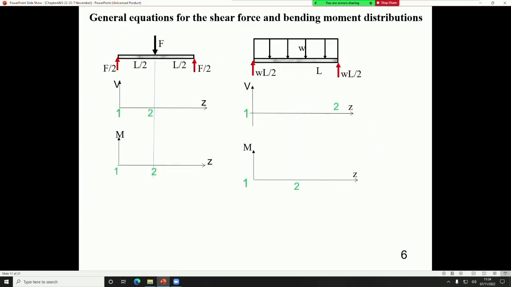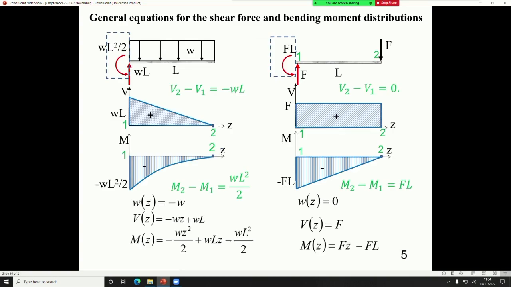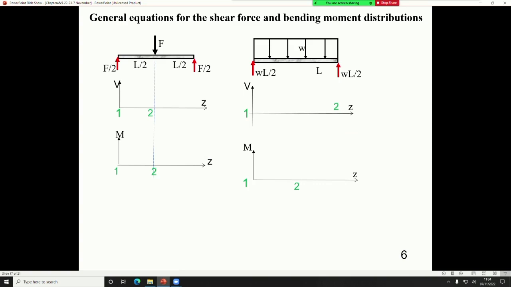On slide number 5, we had two cantilever beams. On slide number 6, we've got two simply supported beams. On the right-hand side, the force is uniformly distributed. On the left-hand side, we have a concentrated force. I have removed the supports, and then I have added the reaction forces at the two supports.